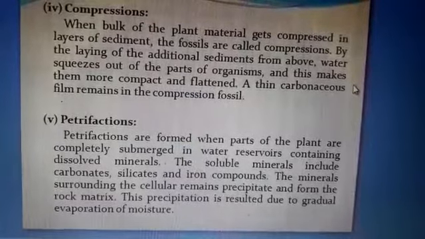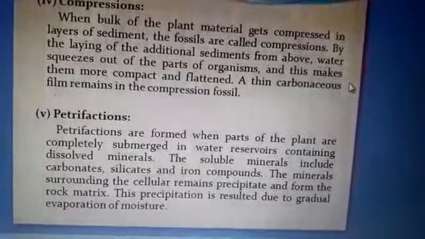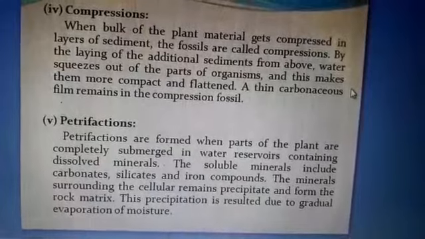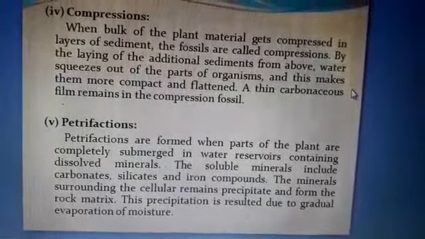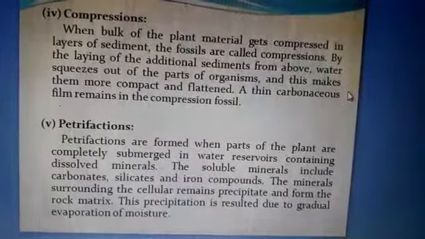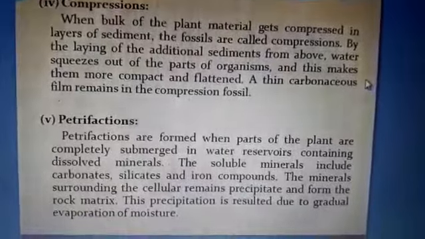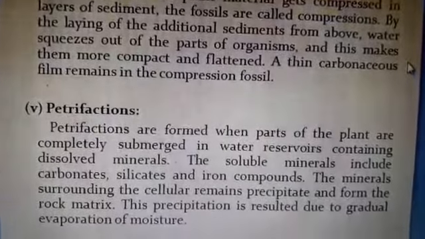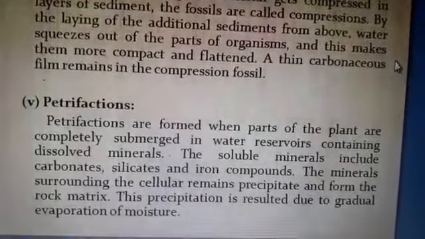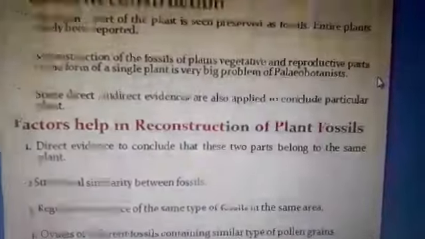Petrifactions are formed when parts of plants are completely submerged in water reservoirs containing dissolved minerals. The soluble minerals include carbonates, silicates, iron compounds, etc. These minerals surround the cellular remains, precipitate and form the rock matrix. This precipitation results from the gradual evaporation of moisture.